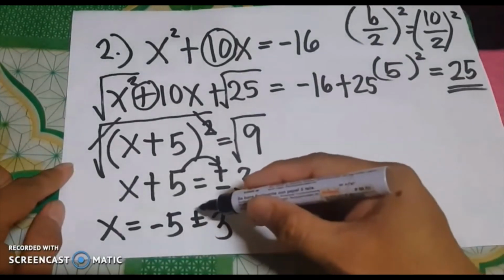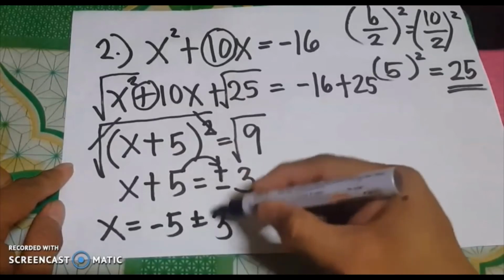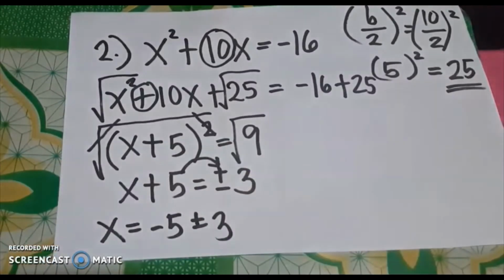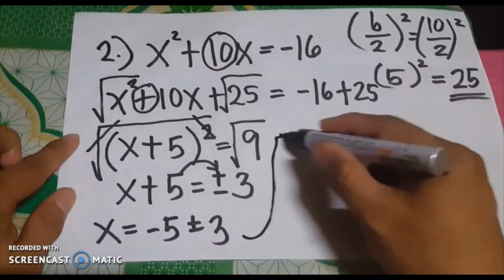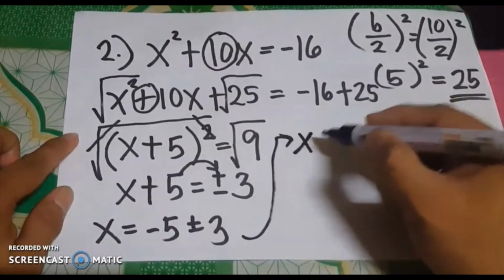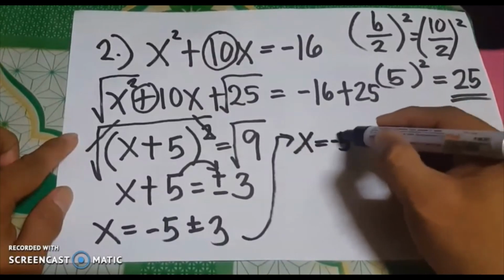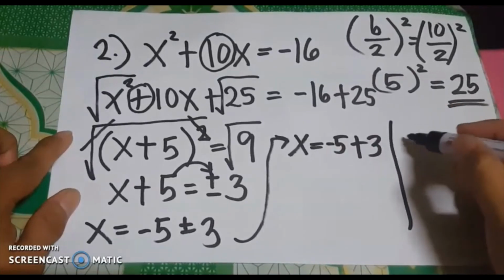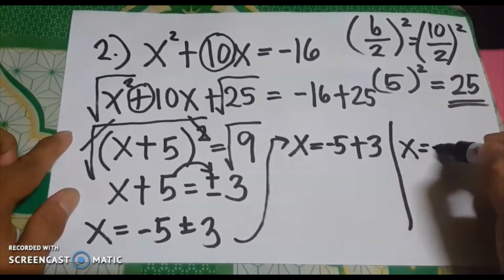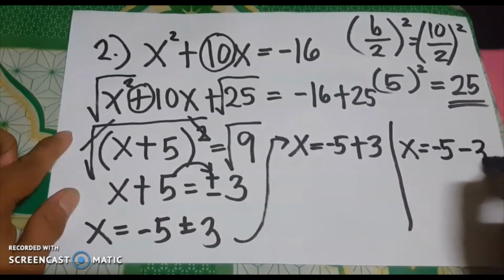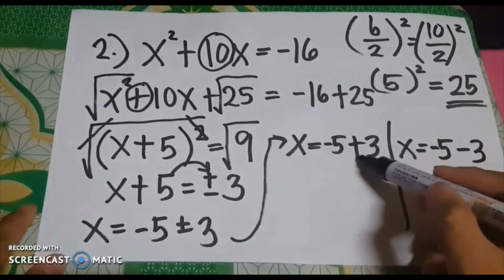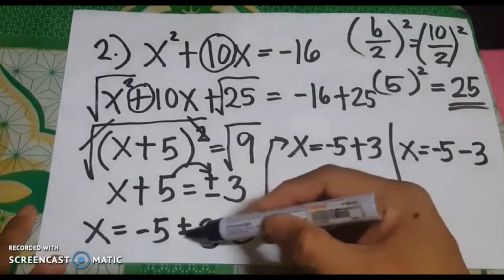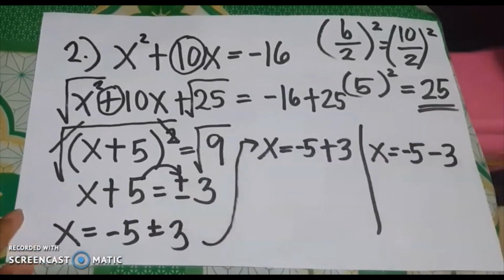So from here, this plus or minus here, we are going to separate them. And that forms two equations na sineparate yung plus or minus. So let's do it here. So we do have here, the first equation is x is equal to negative 5 plus 3, while the other one is x is equal to negative 5 minus 3. Again, this is the plus and this is the minus na kinuha natin dito, na pinaghiwalay natin.